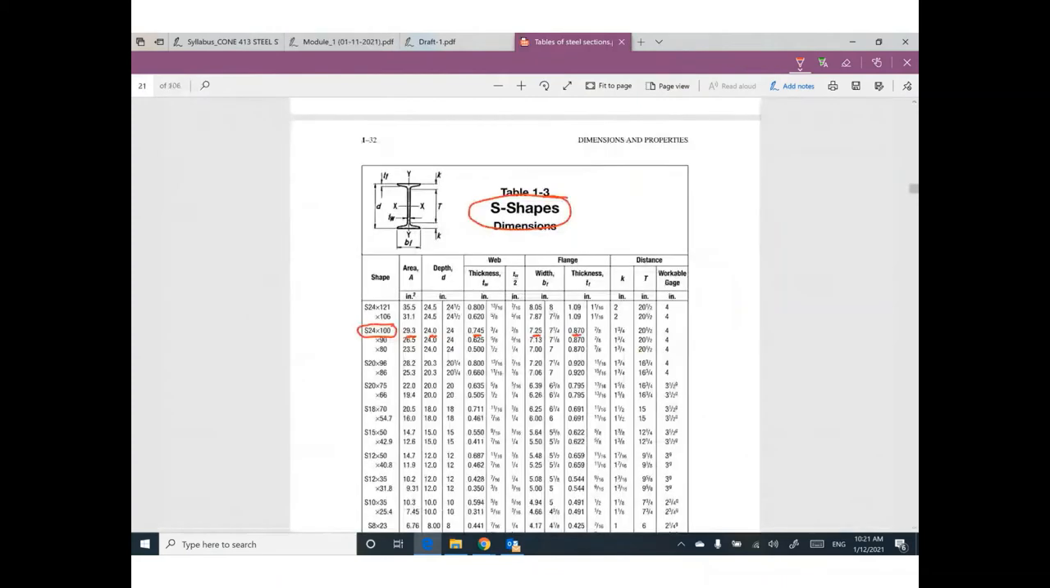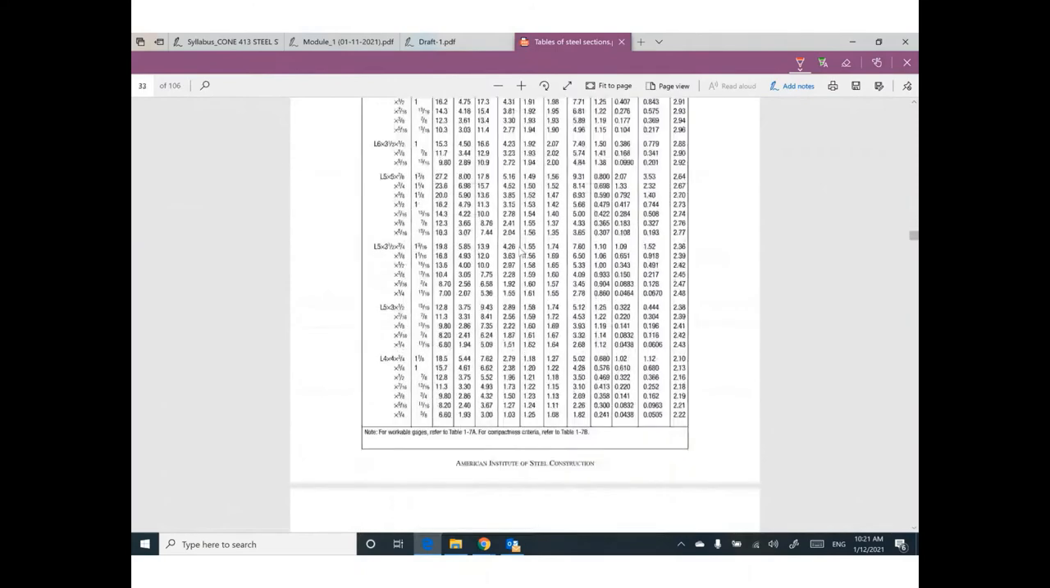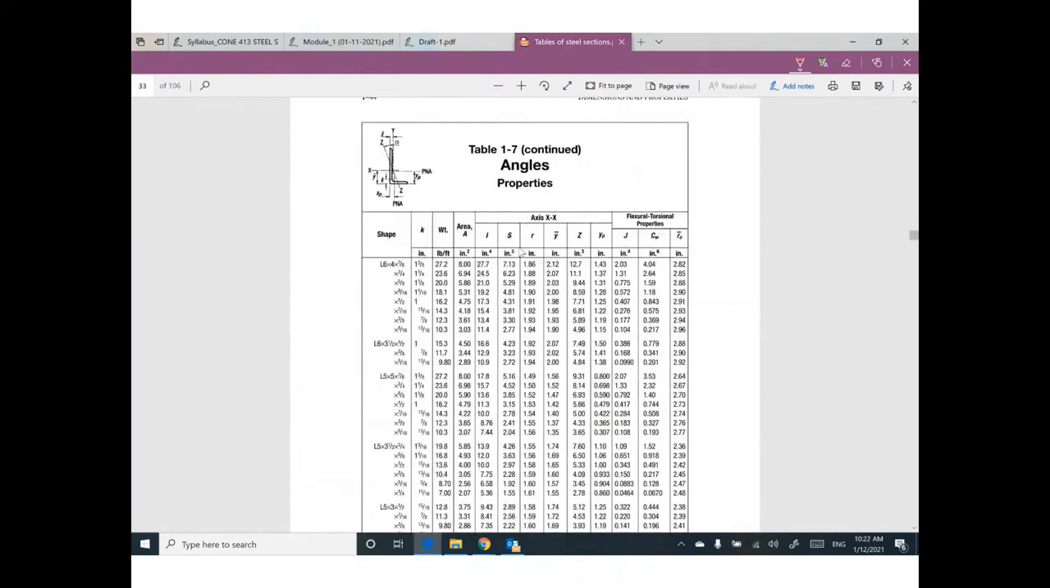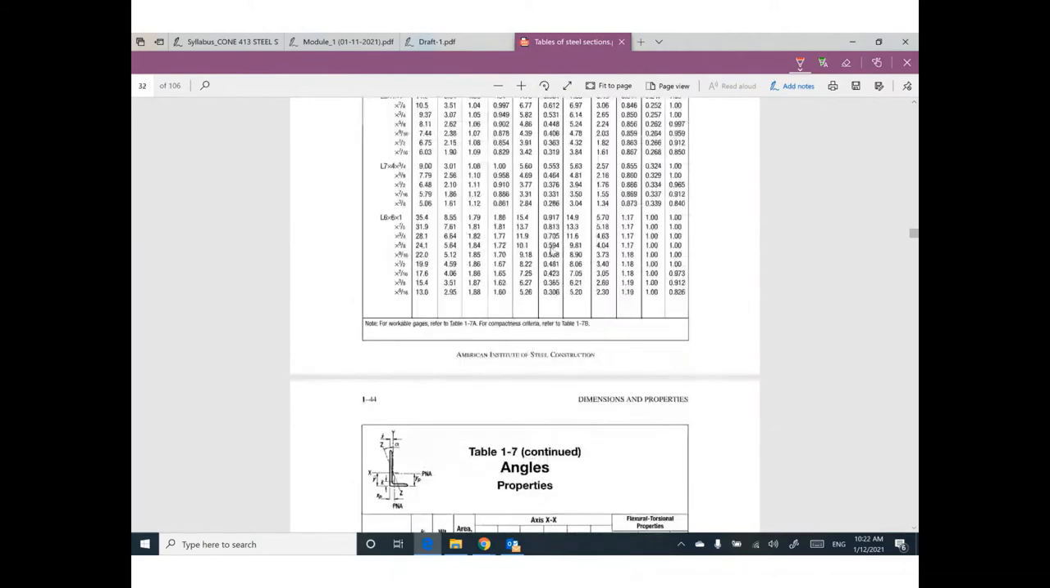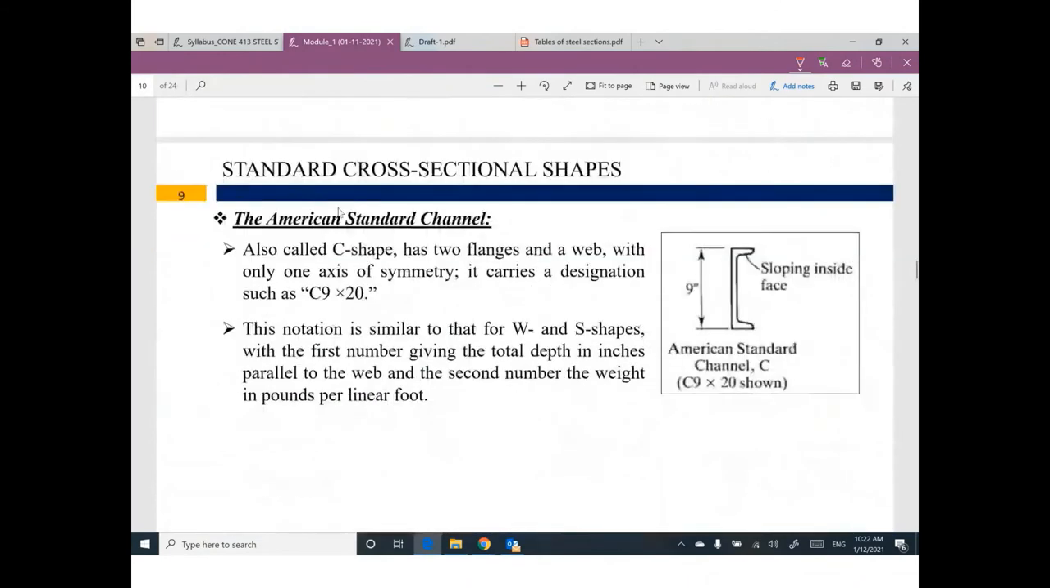Also, if you open my file and go down more, you have here angles. For example, for angle 8 × 8 × 1/8 thickness, you can figure out the section properties of this angle. All of this stuff will be needed during the design. Also, sometimes your cross section looks like a channel, like this one. Channel will be called C, meaning a channel, for example C9 × 20. 9 is the total depth, 20 is the weight per unit length of the beam.